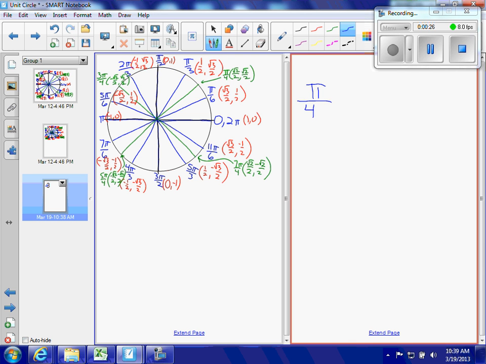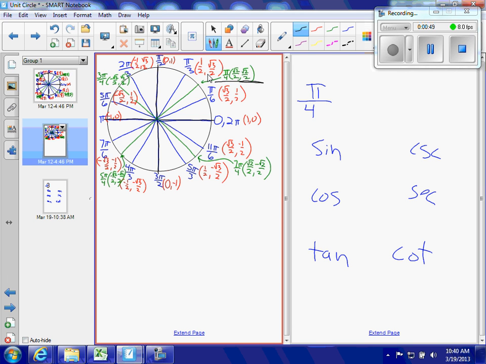And what I like to do is I like to write down the 6 trig functions. Sine, cosine, tangent, cosecant, secant, cotangent. I just kind of write them all down. So I'm looking for pi over 4. Well, I see that is right over here.